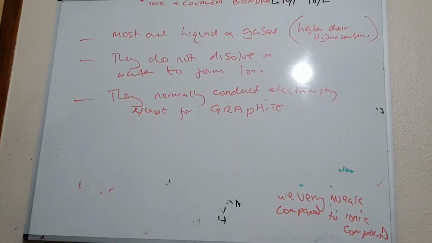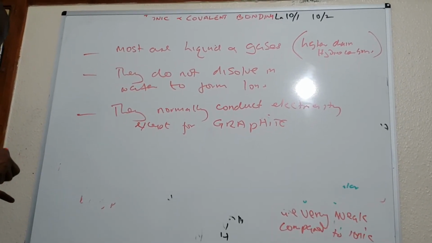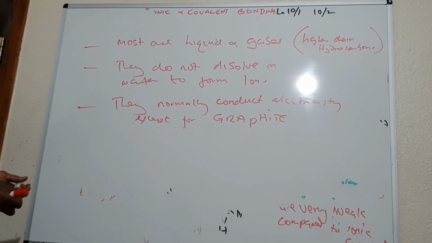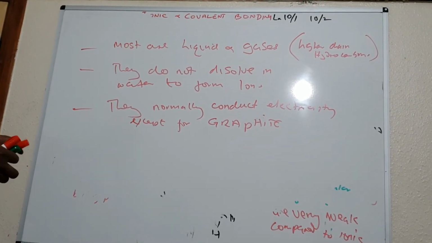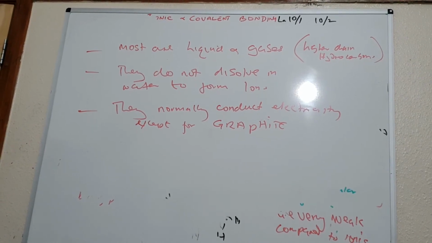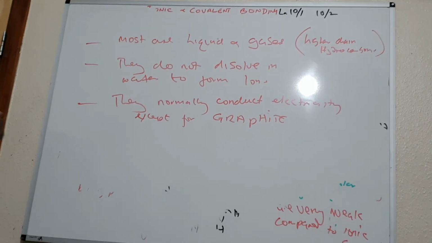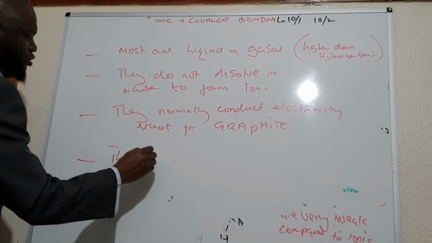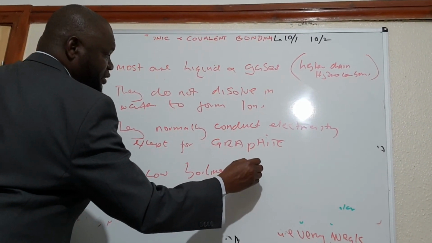So that means you can make diamond, isn't it? We can start tomorrow. Put your carbon under extreme high pressure over a long period of time, and you can make a diamond. But maybe the cost of the pressure will not be worth the amount. So they are liquids and gases, they don't conduct electricity, they don't dissolve in water, they have low boiling and melting points.